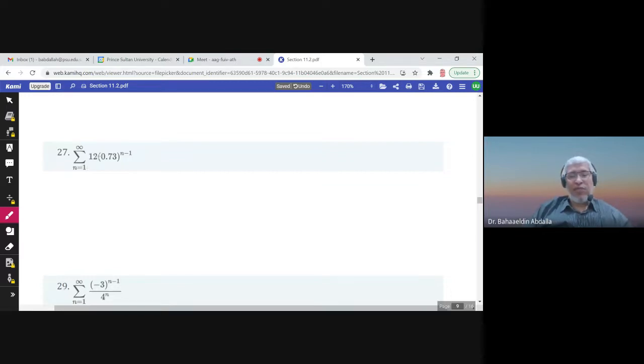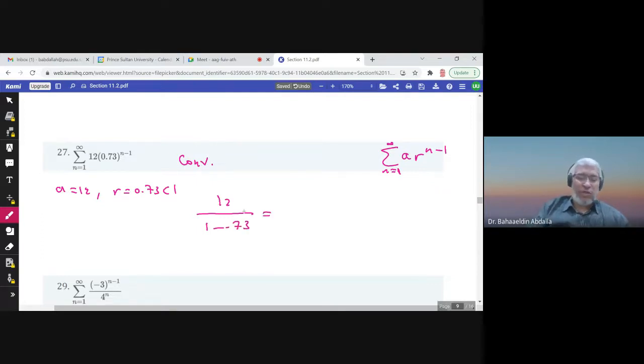This series starts from 1 to infinity. So if I compare it with the formula for the geometric series, I can notice that a is 12 and r is 0.73, and this is a number less than 1. So this is a convergent geometric series, and the sum is 12 over 1 minus r, which is 0.73. So the sum is 400 over 9.